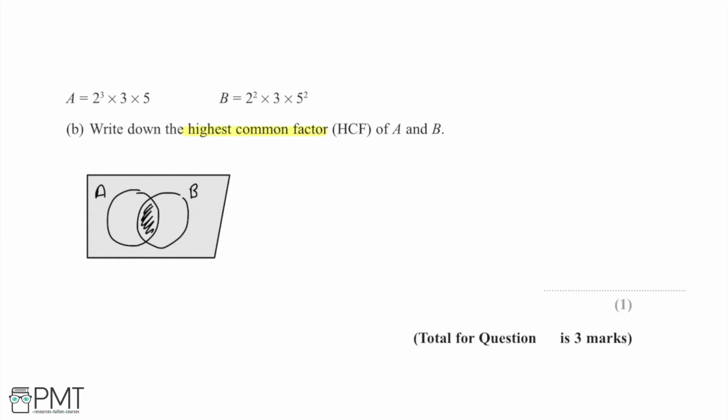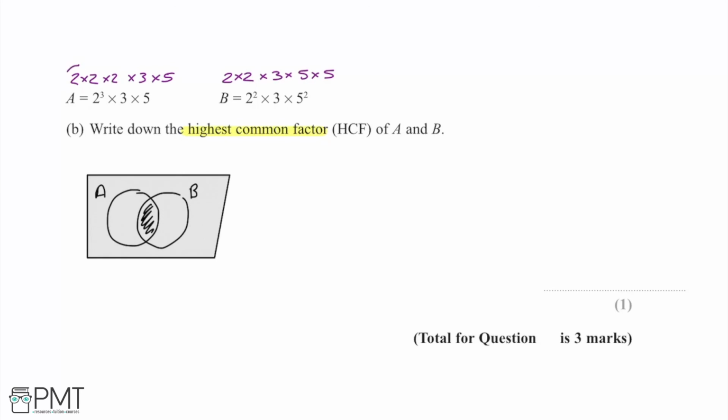So A has 2 to the power of 3, so that's basically the same as taking 2 multiplied by 2 multiplied by 2, multiplied by 3 multiplied by 5 is the prime factorisation of A. Similarly for B, we have 2 squared, so 2 multiplied by 2, that's multiplied by 3, multiplied by 5 squared, so 5 multiplied by 5. Now I just need to look between A and B and find these factors that are in common.